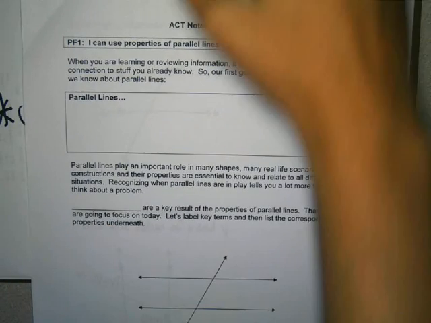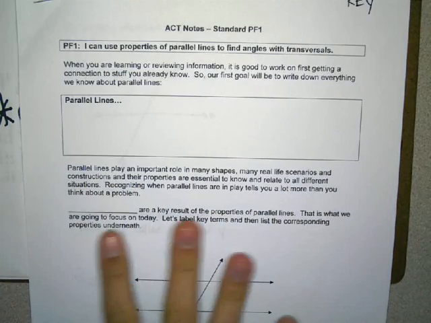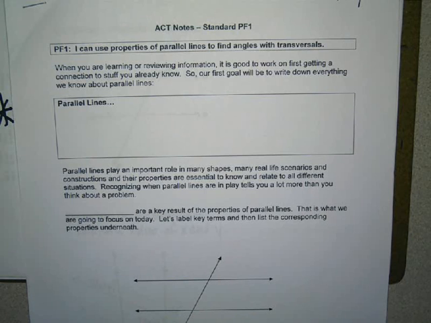When you're learning or reviewing information, it's really good as a study skill habit to work on first getting a connection to stuff you already know. As a teacher, that's how I usually try to begin my lessons, or as I'm teaching something, is try to connect it to something that you already know from another class. Because that's how your brain stores information. It takes something that it already knows, and then anything new that you're learning, it tries to make connections. Otherwise, if it can't make a connection, it's probably not going to stick. So we're going to try to make some connections here first to things that you already know, and then hopefully the more we practice, the more it'll stick.